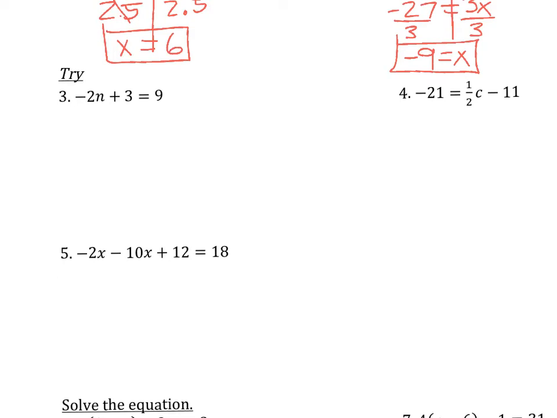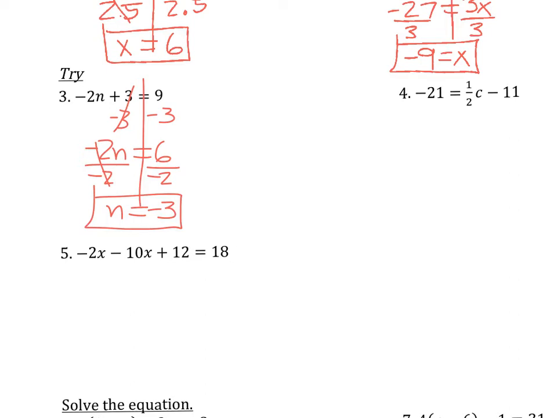All right, so number 3, I draw my line down my equal sign. I don't see any same side simplifies, so I do my opposites. So subtract 3 from both sides. Negative 2n equals 6. Divide by negative 2. And n equals negative 3.